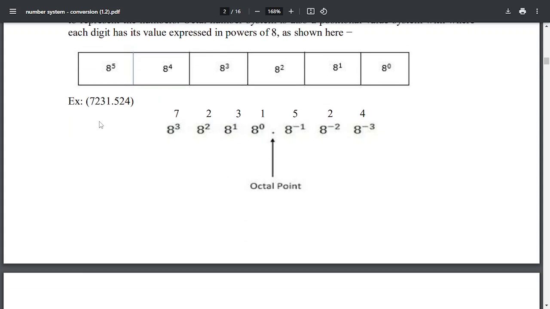For example, if there is a number 8231.524, before the point positive powers of 8 are represented, after the point negative powers of 8 are represented, and the point which separates them we call the octal point. Decimal point, binary point, octal point.